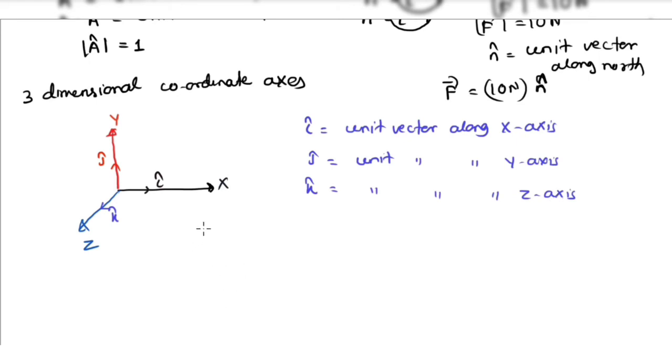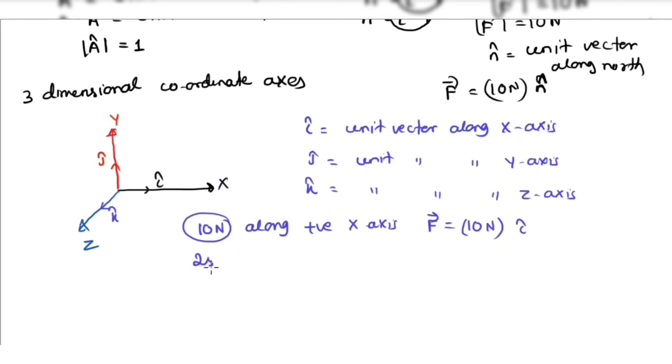Suppose a force of 10 Newton is acting along the positive x-axis, then how to write the force vector? F vector is equal to 10 Newton into I cap. 10 Newton is the magnitude and I cap is a unit vector which represents the direction along positive x-axis. So remember that I cap denotes the unit vector along positive x-axis.